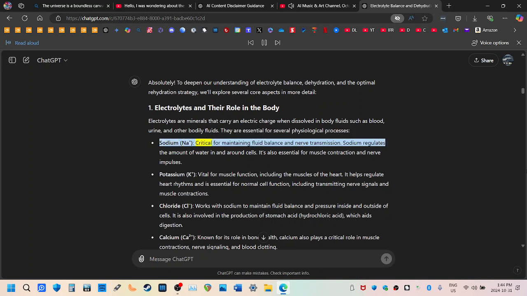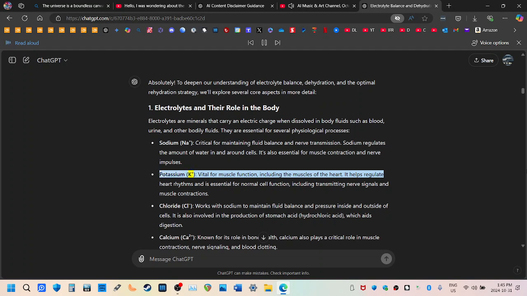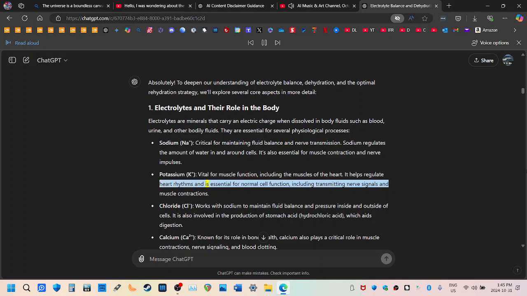Sodium, Na: critical for maintaining fluid balance and nerve transmission. Sodium regulates the amount of water in and around cells. It's also essential for muscle contraction and nerve impulses. Potassium, K: vital for muscle function, including the muscles of the heart. It helps regulate heart rhythms and is essential for normal cell function, including transmitting nerve signals and muscle contractions.